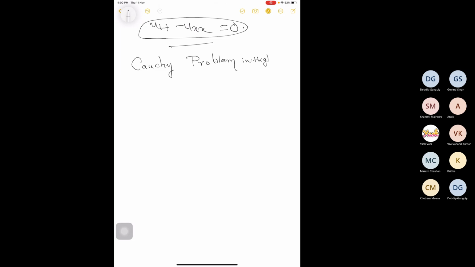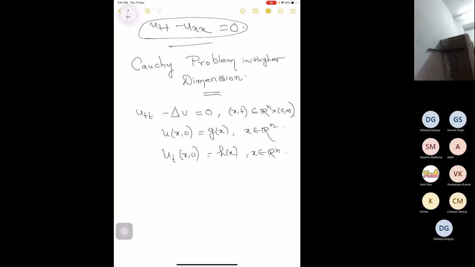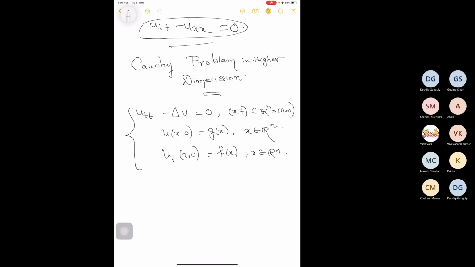In higher dimension. Okay, what is that? u_tt minus Laplacian u equal to 0 when (x,t) is in R^n cross (0, infinity), u at (x,0) when x is in R^n, and u_t at (x,0) when x is in R^n. Okay, so this is a Cauchy problem in higher dimension.